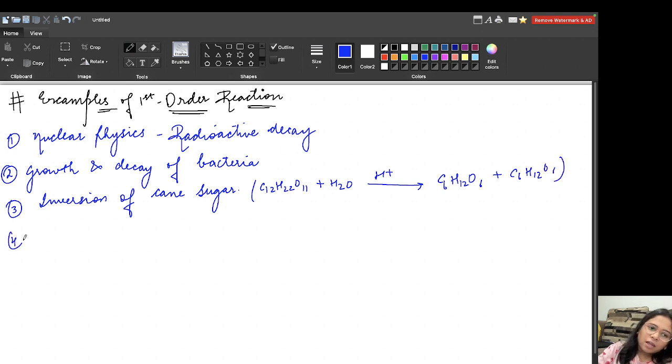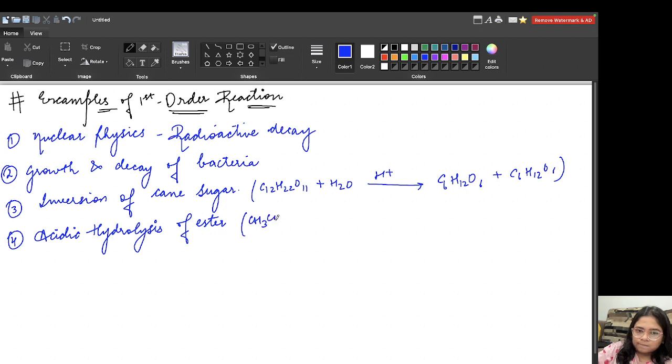Then what thing is there? Acidic hydrolysis of ester. CH3COC2H5, when you add water in the presence of H plus, what will you get? Acid plus alcohol. This is also your first order reaction.